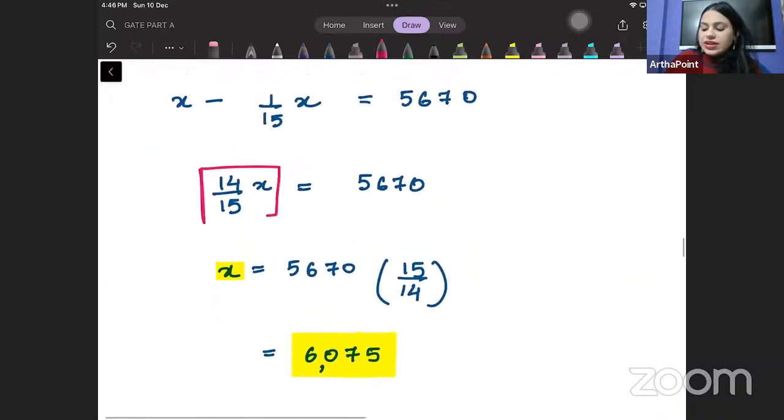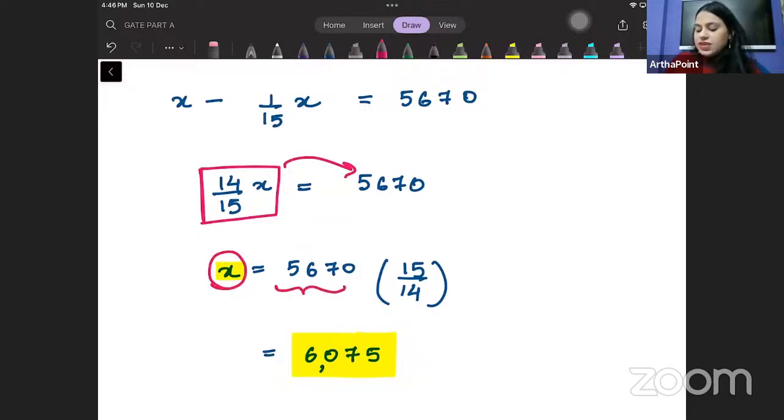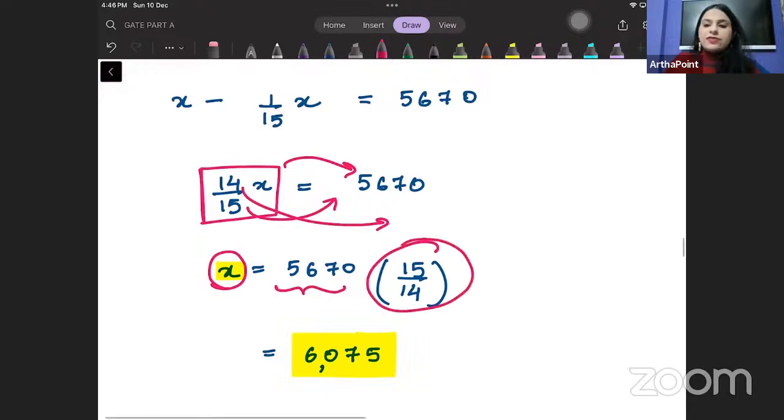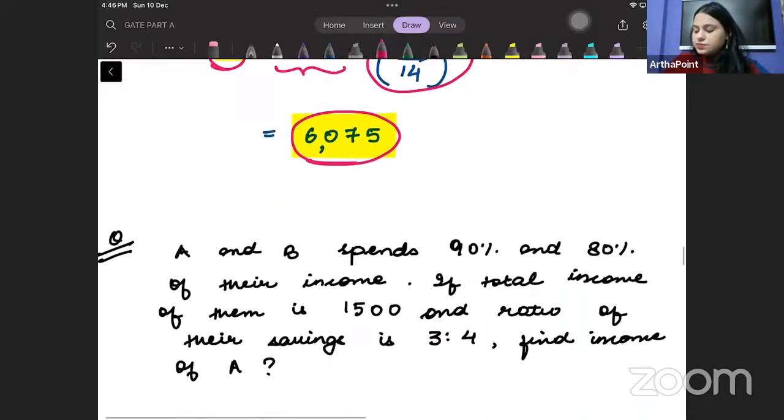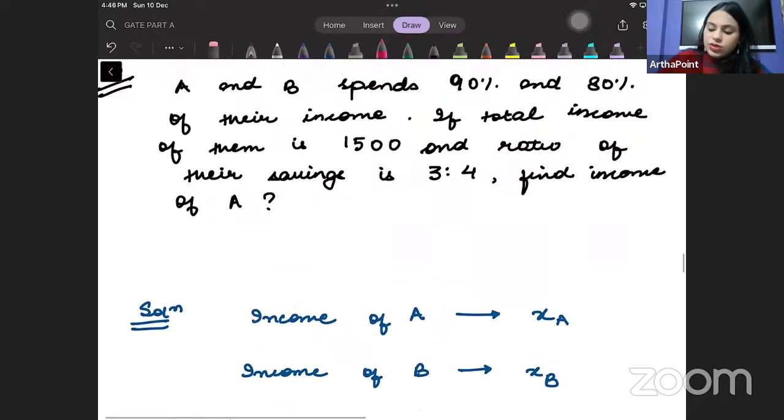ये हो गया 14x by 15 is equal to 5670. So x will be ये multiply हो जाएगा यहाँ जाके ये divide. So into 15/14 and answer will be 6075. ठीक है बेटा. Come to the next question.